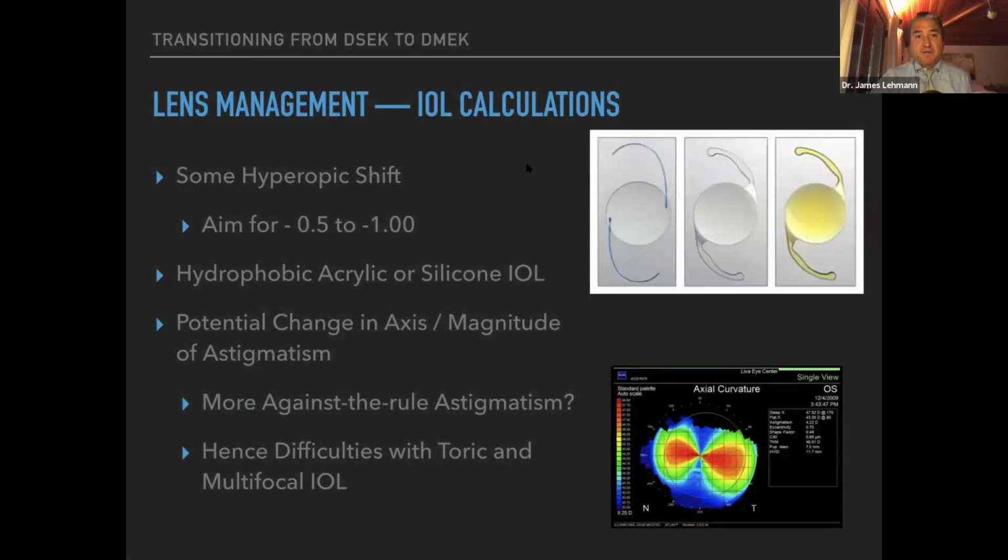When you're doing cataract surgery in combination with DMEK, there is some hyperopic shift, but normally not as much as with DSEK. So you want to aim between -0.5 and -1. I would suggest a single piece acrylic or silicone IOL. You need to be aware that there's going to be change in the axis and the magnitude of the astigmatism, so this is a little unpredictable. I'm doing a little paper right now trying to figure out if there's any pattern in this, but I would not go with any kind of toric or multifocal IOL in these patients unless they had lots and lots of astigmatism and you were just trying to debulk it, not necessarily guarantee glasses independence.